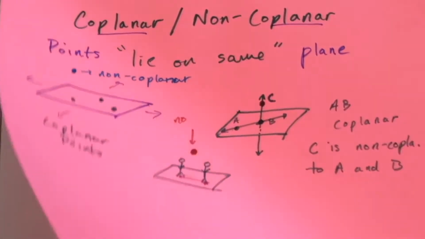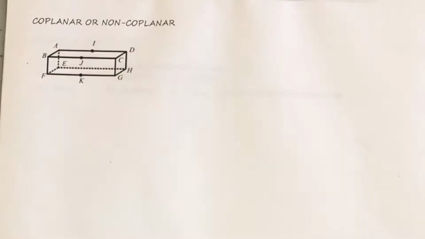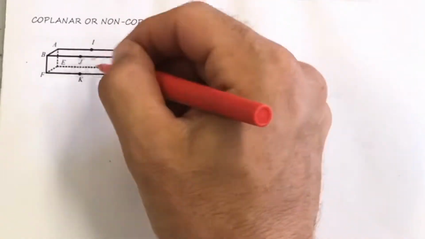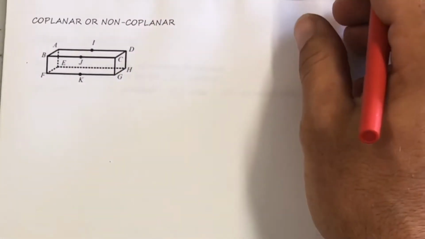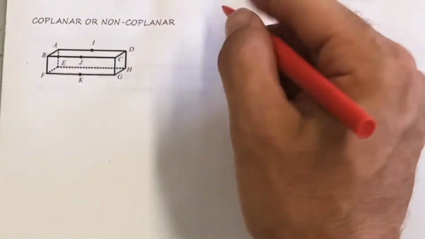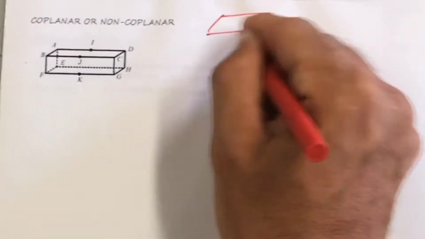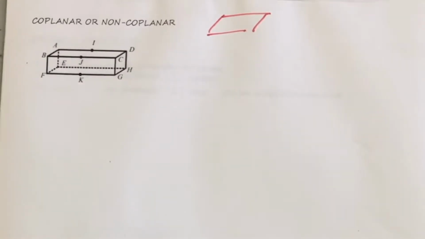Now we do have some examples we want to take a look at, and when we deal with coplanar, non-coplanar, one of the things that's brought to our attention is like this rectangular solid here, this rectangular cube. And it's a little different than this kind of flat surface that we're used to talking about.